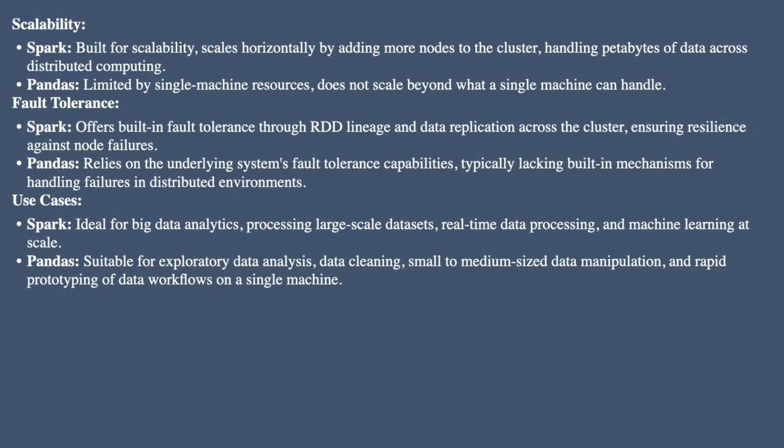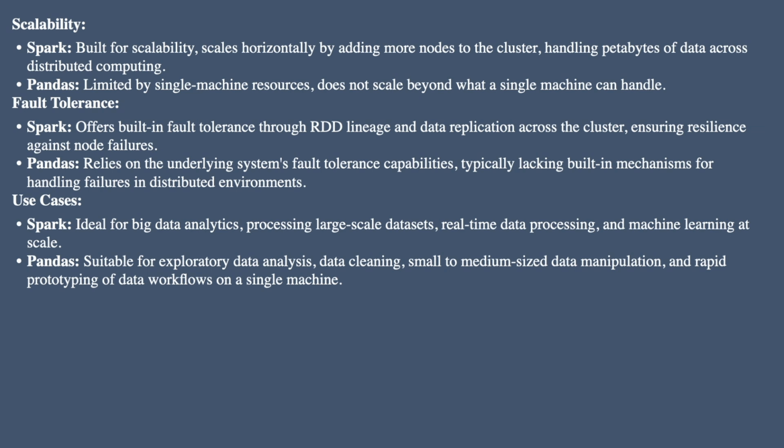Next point is scalability. Pandas is very limited by the memory of a single machine. We can process small or medium sized data only on a single machine, so it is very limited. But on the Spark side, it is highly scalable. You can use a single machine up to thousands of nodes in a cluster according to the requirement.